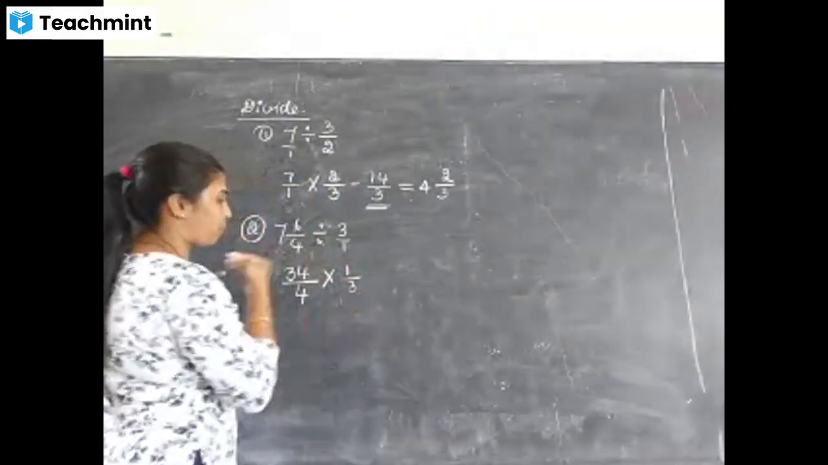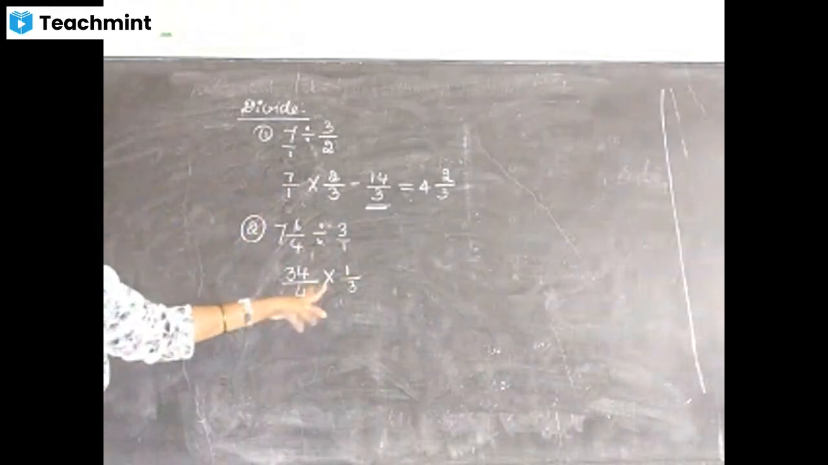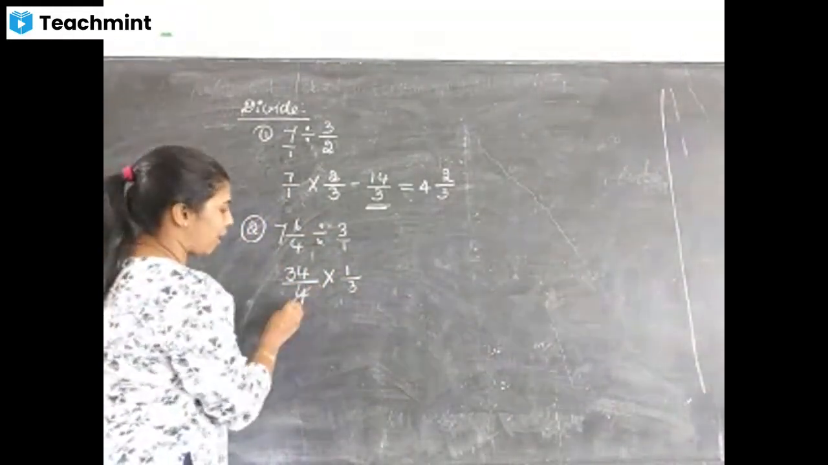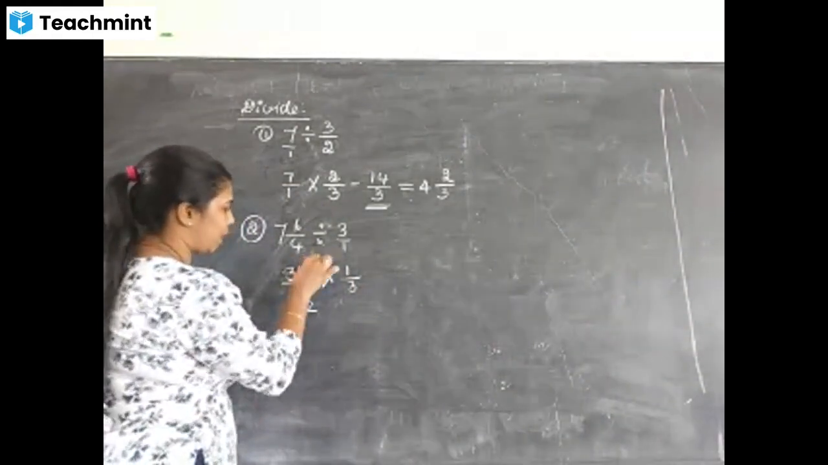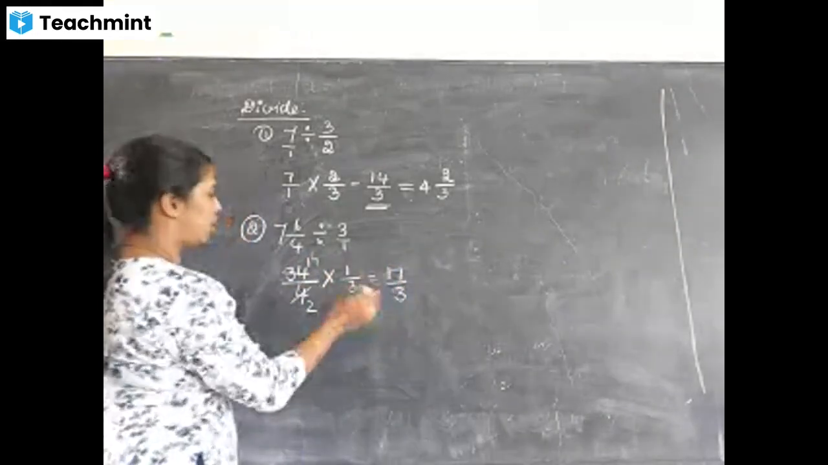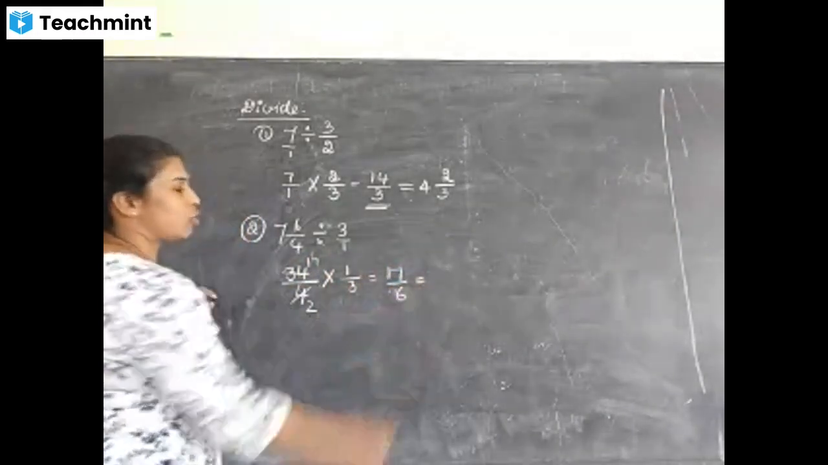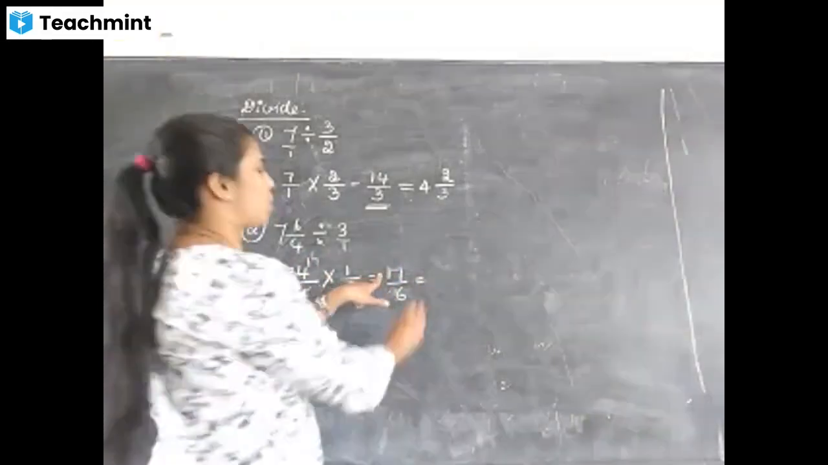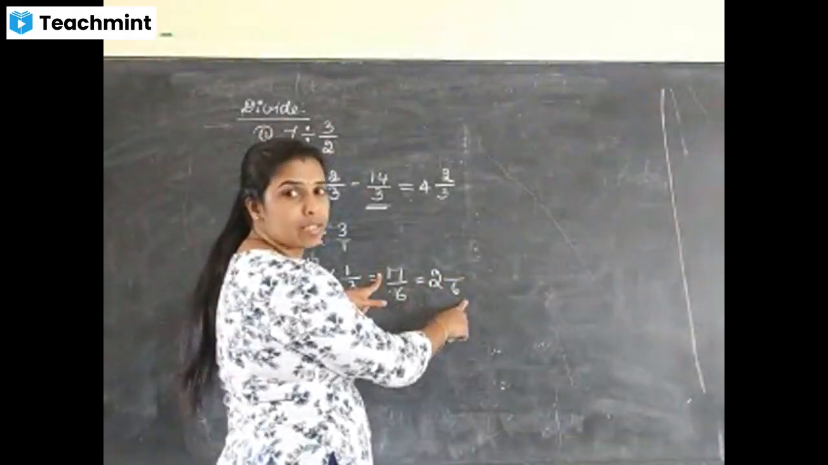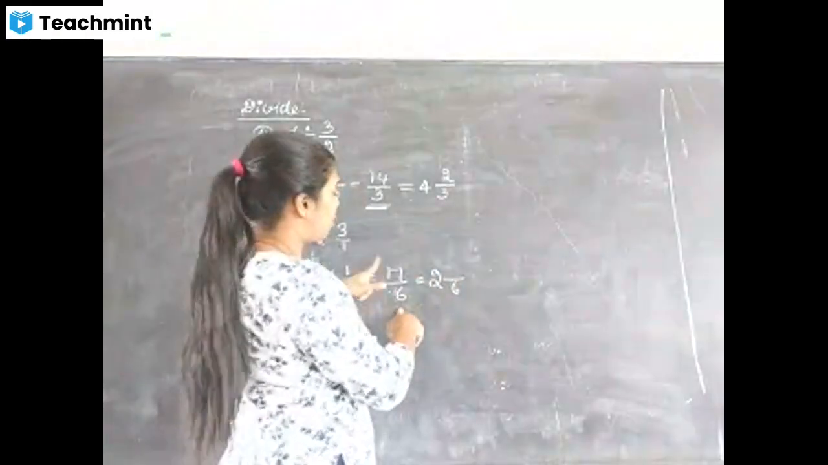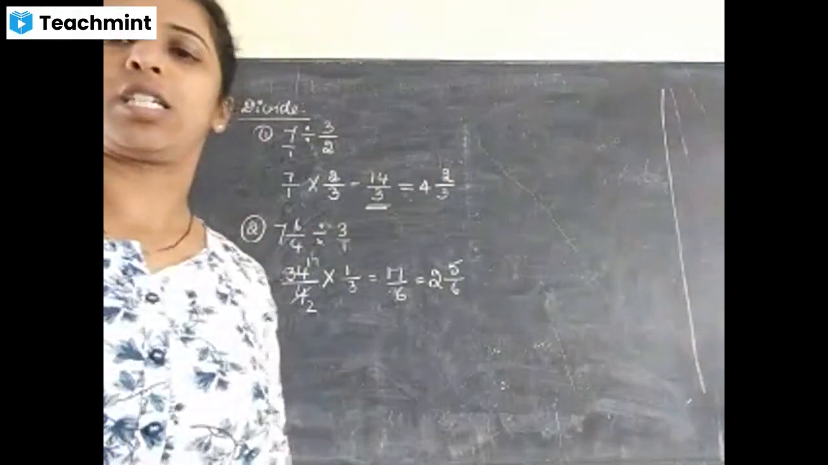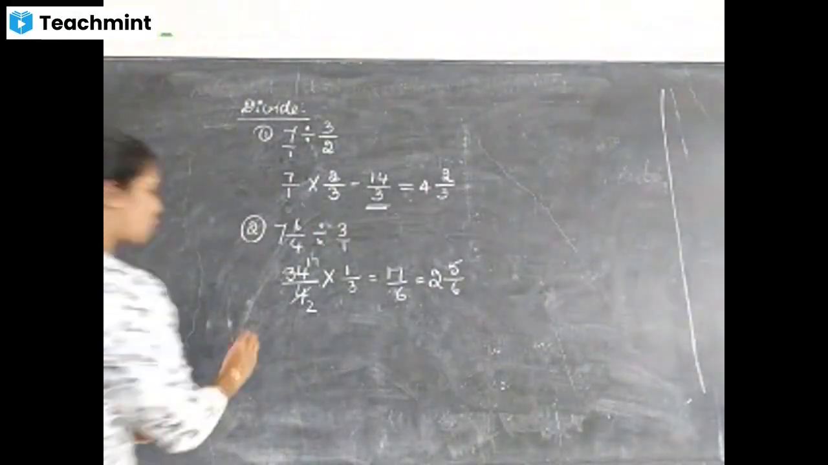Now cancellation is possible, meaning up and down you can cancel, but here not possible I guess. You can. 2 2s are 4, 2 17s are 34. Okay, 17 ones are 17 divided by 3 2s are 6. Convert to mixed: 6 2s are 12, the denominator remains the same. 6 2s are 12, how much remains for numerator? 5. So 2 5 by 6. So one more I take, last one.